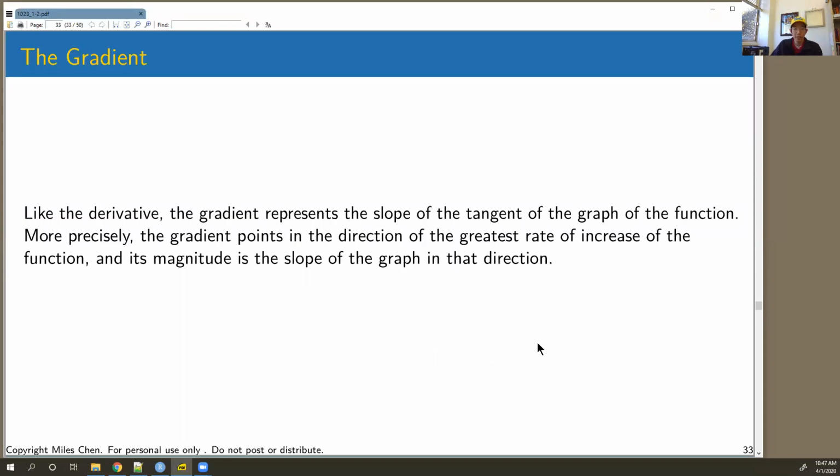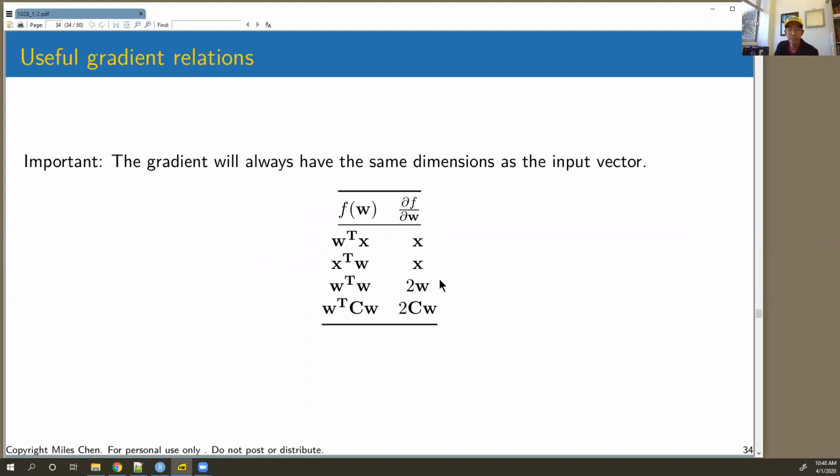Okay, so here we go. It says, like the derivative, the gradient points to the slope of the tangent of the graph of the function, and more precisely, the gradient points in the direction of the greatest rate of increase of the function, and its magnitude is the slope of the graph in that direction. So that's maybe a little bit more of a geometric interpretation of the gradient.